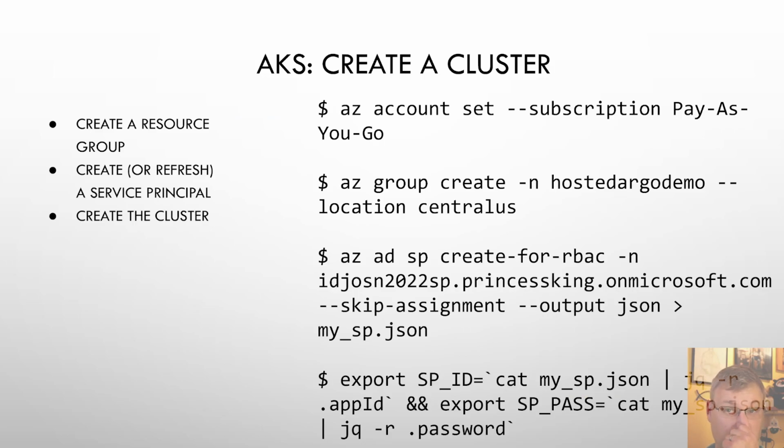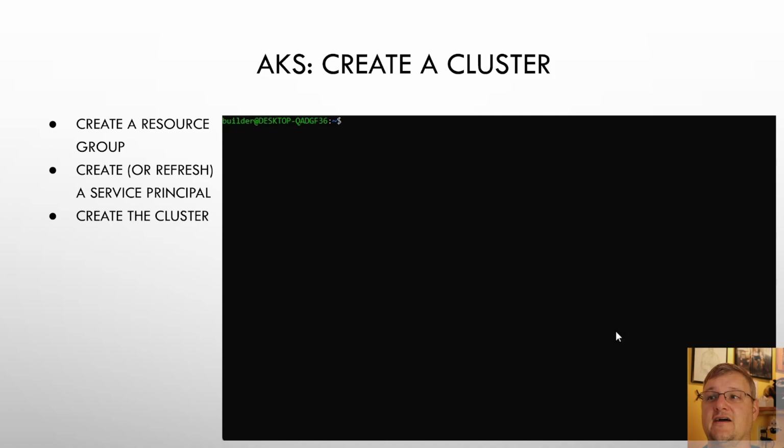So next, we'll do Azure Kubernetes Service, same thing. Here I go ahead and set my subscription. I create a resource group. I like to create a service principal for RBAC. It's just my thing. So I create an SP. And if you do it again, it's idempotent. It'll just reset the password. So there you see me create the SP and then pull the password out to an environment variable. And now I just create the cluster.